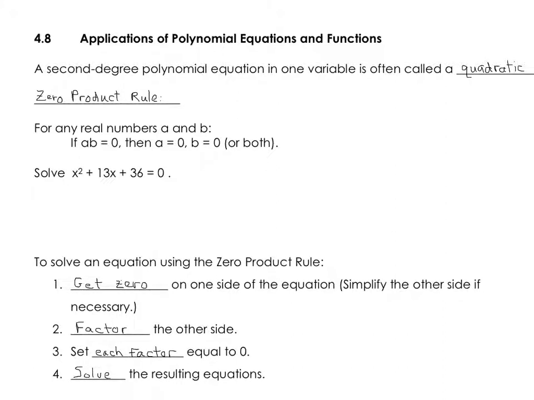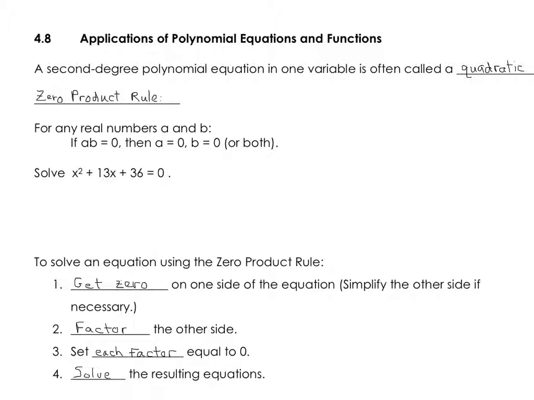Section 4.8, Applications of Polynomial Equations and Functions. A second-degree polynomial equation in one variable is often called a quadratic. Then we have something called the zero product rule.